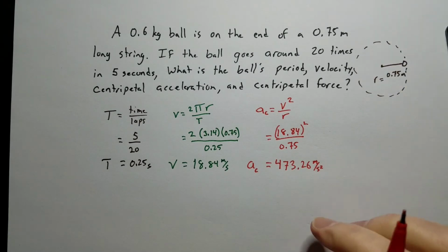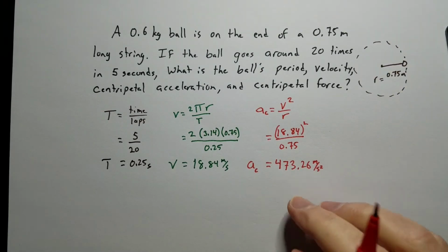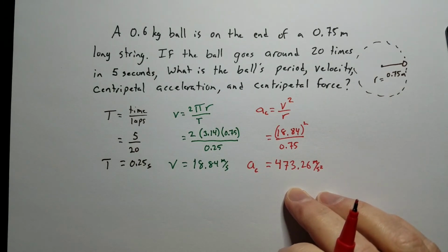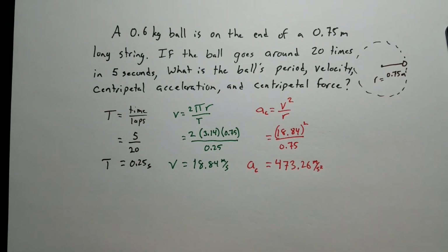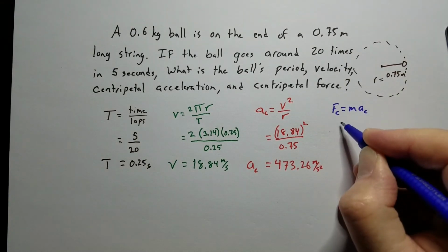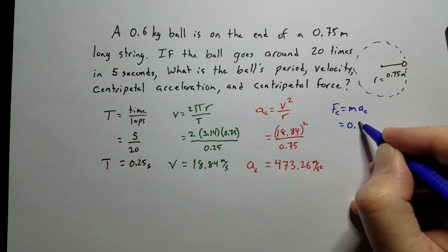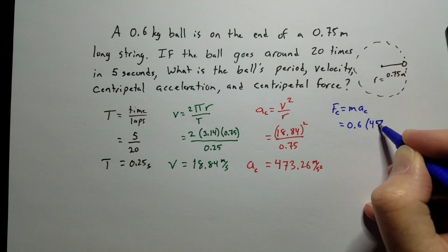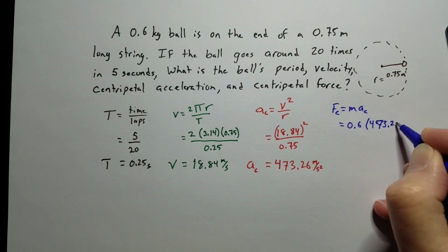All right, which is a lot, since the acceleration due to gravity on the Earth is 9.8 meters per second squared. So that's pulling a lot of force right there, or pulling a lot of acceleration, I should say. And then find the centripetal force on it. Fc equals m times ac. Mass was 0.6. Acceleration was 473.26.